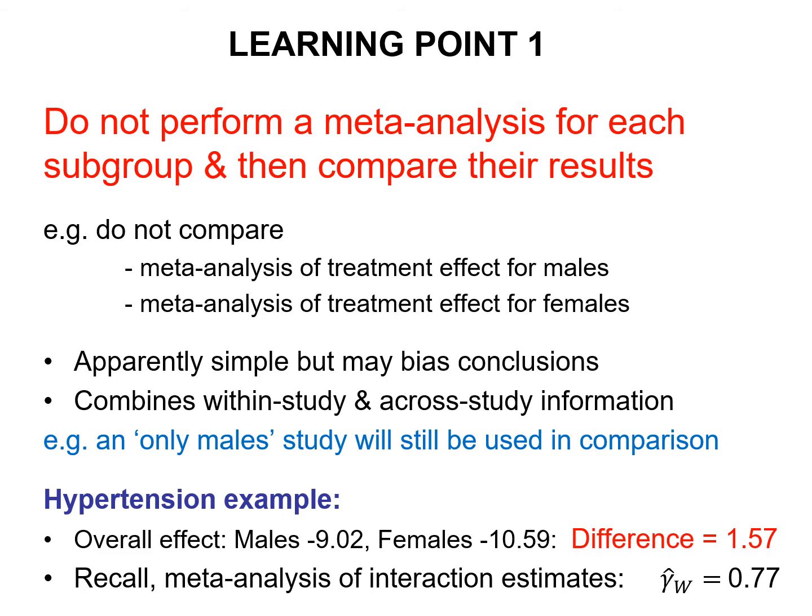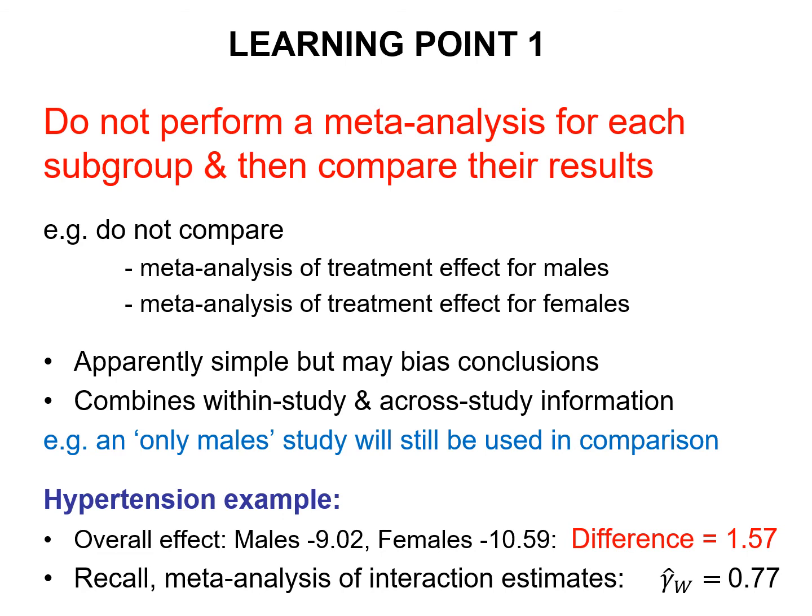So 7 learning points. The first one is when we're doing Ipd meta-analyses to examine interactions, don't perform a meta-analysis for each subgroup and then compare their results. So what people tend to do here, for example, is they do a meta-analysis for males and then a meta-analysis for females, and then they compare the results. But again, this, although it seems simple, it's really problematic because you're allowing a cross-trial information to come into play.